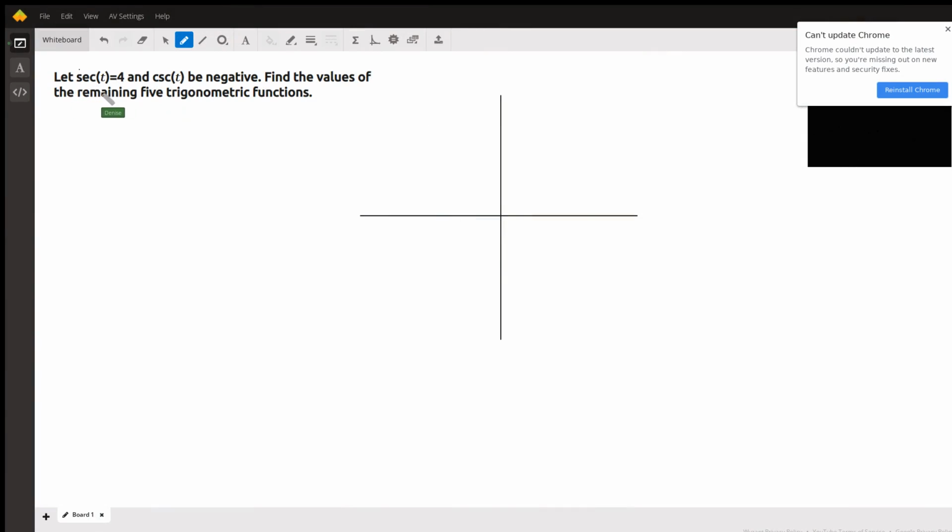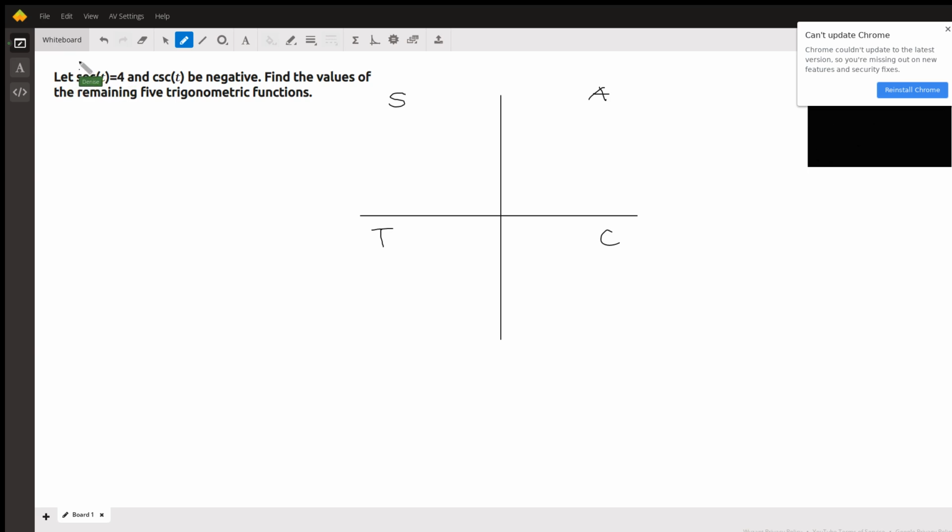Okay, we are going to be finding the 5 remaining trig functions given this information. We know the secant of t equals 4 and the cosecant of t will be negative. So if we look at our xy axis here and we use this information, all students take calculus. This tells us which values are positive in each of the quadrants.